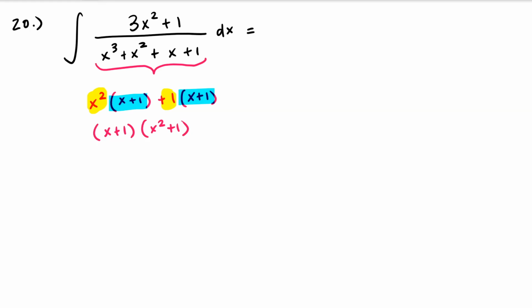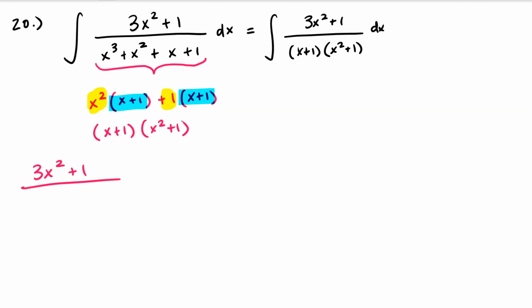So now this becomes the integral of 3x squared plus 1 over x plus 1 times x squared plus 1 dx. And this looks like we would end up using partial fraction decomposition. So let's do that. We have 3x squared plus 1 over x plus 1 times x squared plus 1. And we want this to break up into 2 fractions. So my first fraction is capital A over x plus 1.